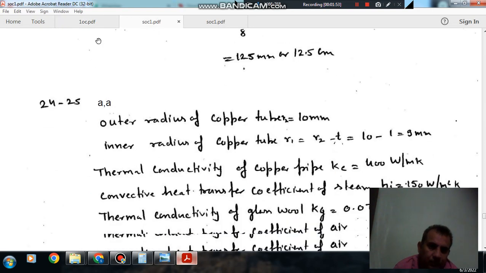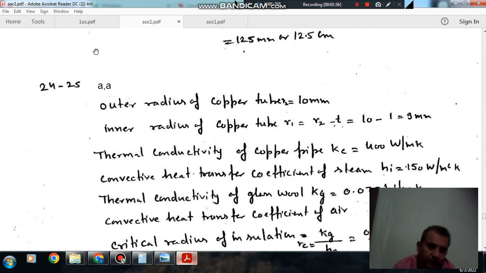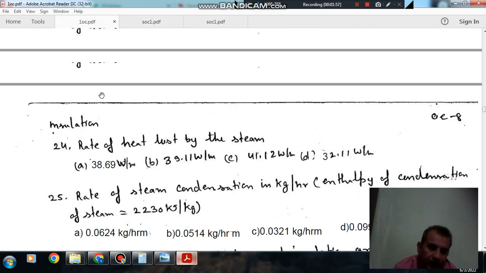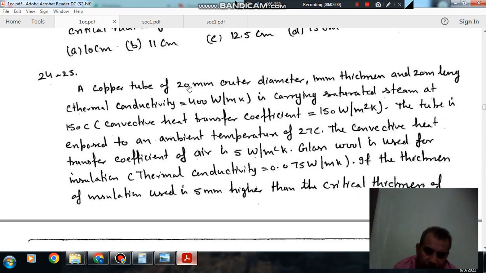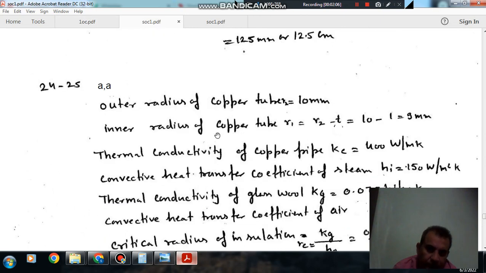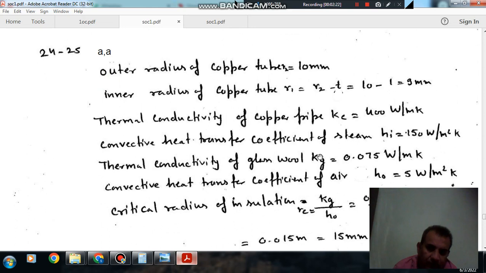So now here outside radius of the copper tube is given as 10 mm, since the diameter is given as 20 mm. The thickness of the copper tube is given as 1 mm, so the inner radius of the copper tube will be 9 mm. Thermal conductivity of copper pipe is 400 watt per meter per degree Kelvin. Convective heat transfer coefficient inside is 150 watt per meter square per degree Kelvin.